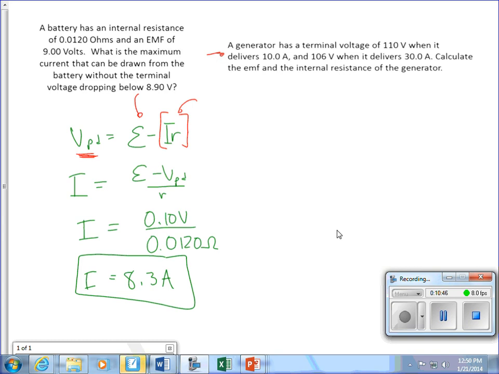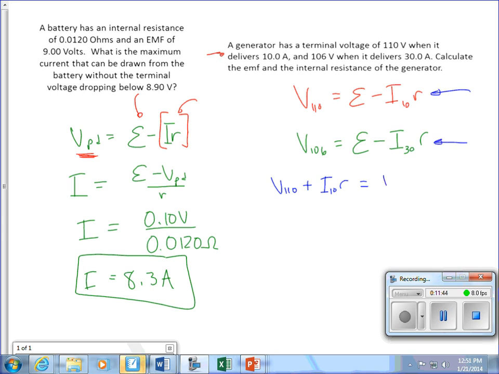All right, so here's what I would say. It can do 110 volts when it delivers 10 amps, and it can deliver 106 volts when it delivers 30 amps. But notice, the E and the r are the same. So I can solve both of these for E, and then we'll have a way to get r out of there. E is V110 plus I10 r. E from the other one is V106 plus I30 r.